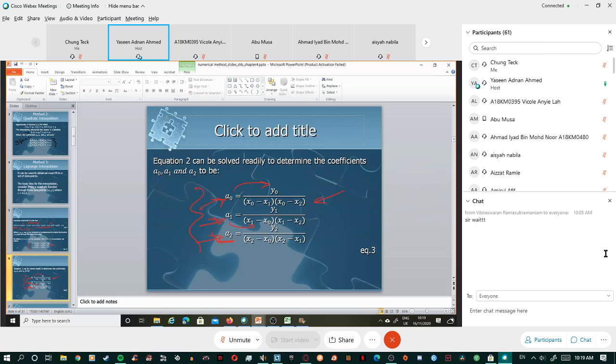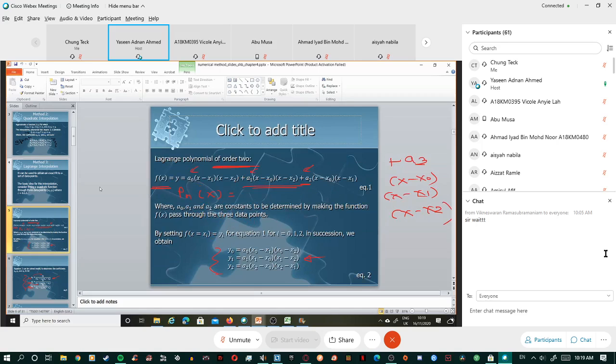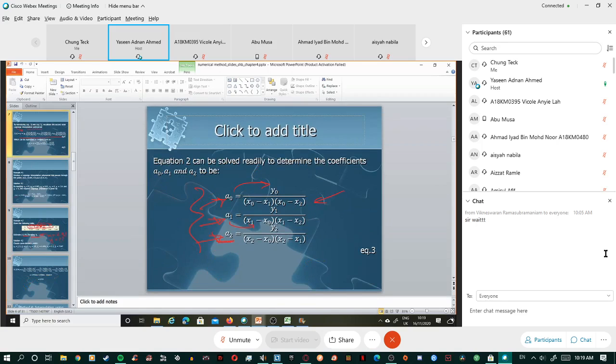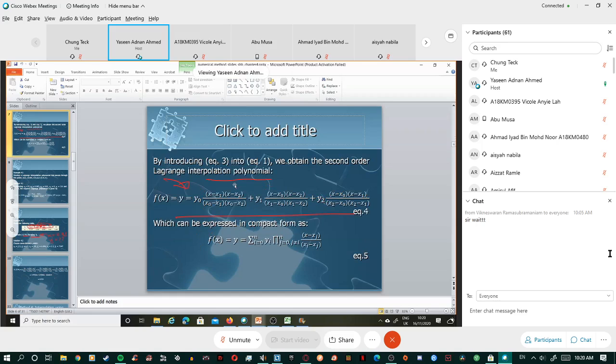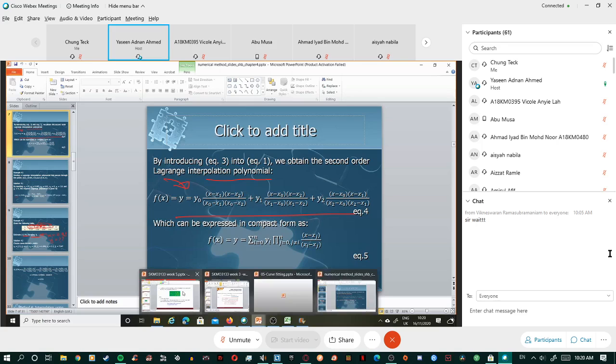Okay, so what you can do is, as I said in my video, calculate the values of a0, a1 and a2 and then substitute them in the main equation. Then you will get the polynomial equation. Or if you want the shortcut, or if you want to do it all together, then you can use this equation directly. Okay, so I'll go to the main point here.